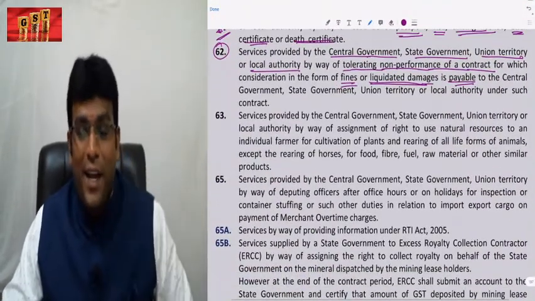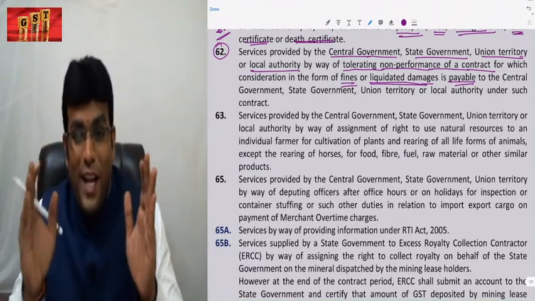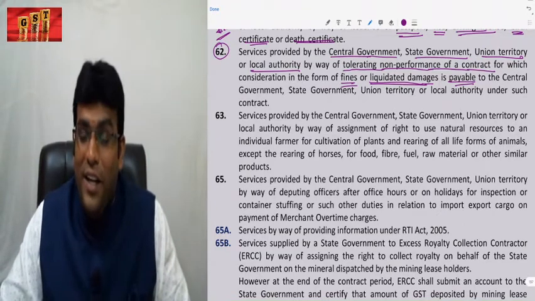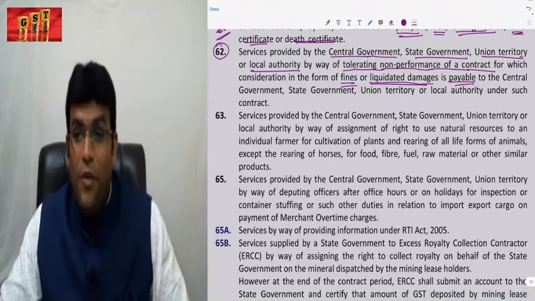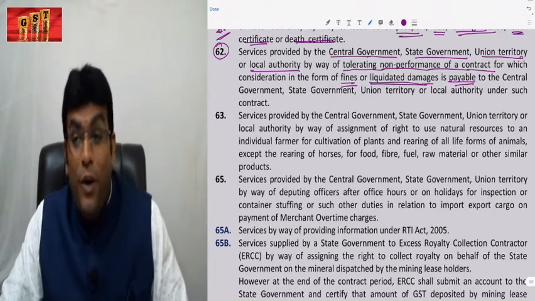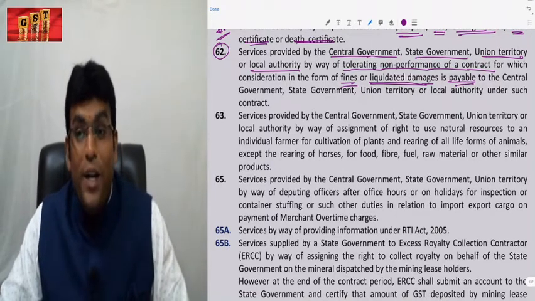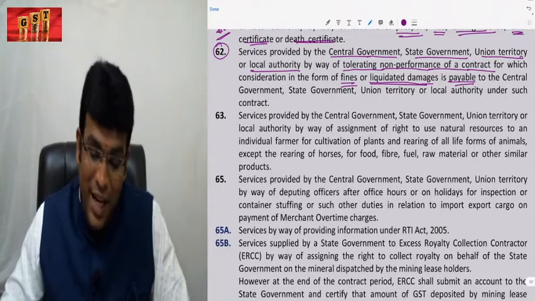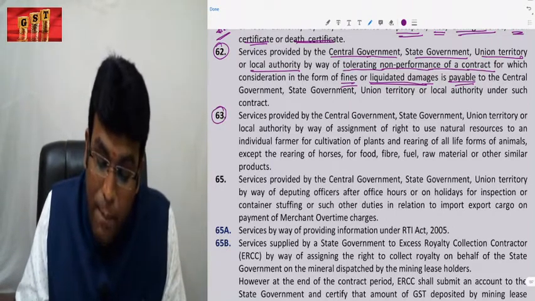Service provided by, I'll read that line once again. Service provided by central government, state government, union territory or local authority by way of tolerating non-performance of contract for which consideration in the form of fines or liquidated damages is payable to central government, state government, union territory or local authority. Very interesting.